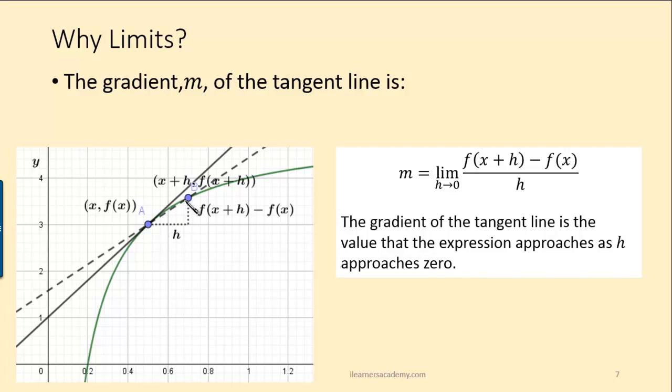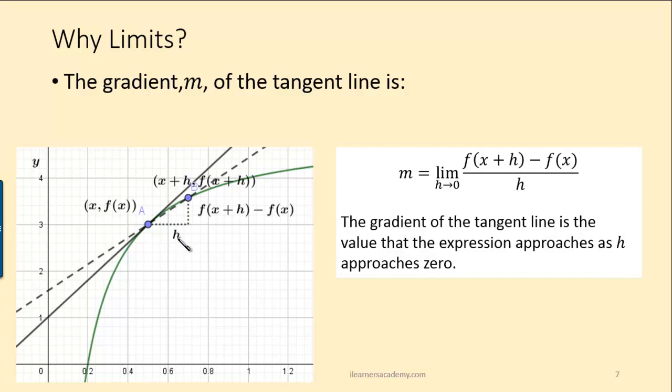So this point here is simply some x, and this is f of x. And this point is, well, what's the value of x here? It's x plus h, and the y value is f of x plus h. To get the gradient, we need to know the rise over the run. The rise is the change in the y values, f of x plus h minus f of x, and the run is the change in the x values, x plus h minus x, leaving us with just h. Dividing the change in y by the change in x gives us the gradient of the secant line.